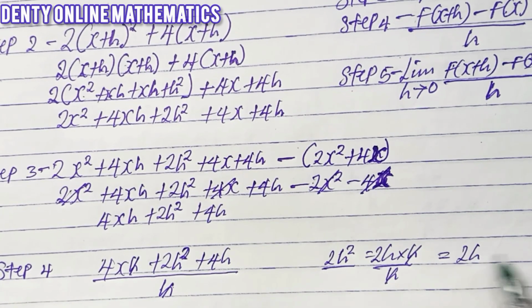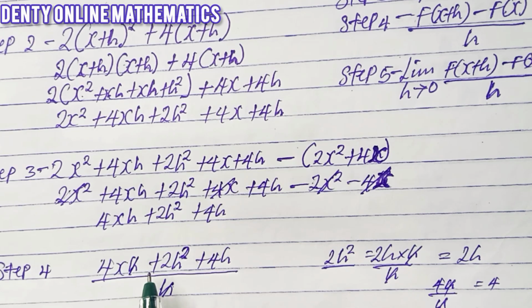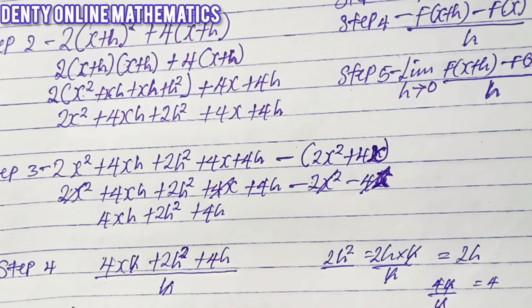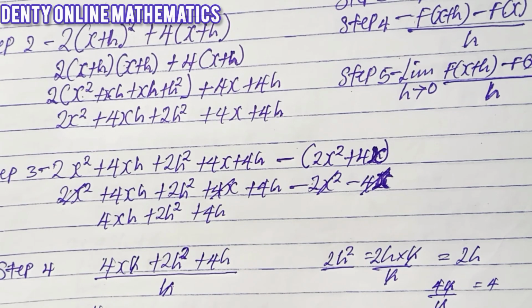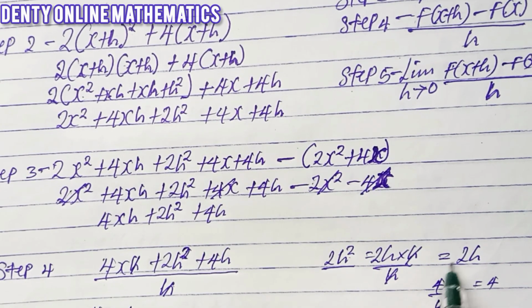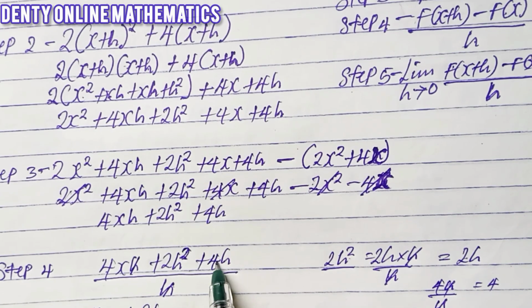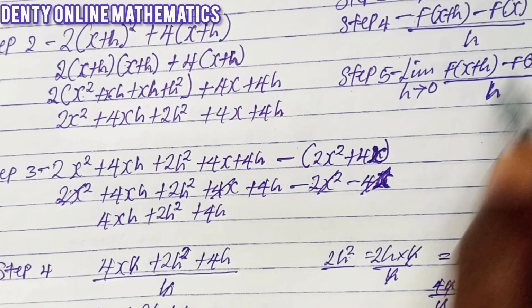And what we are left with is what? 2h. And then 4h, if you have 4h also divided by h, it's the same thing as 4 because h will cancel out. Now, if that works out, you are going to have 4xh divided by h, you are going to have 4x. Plus 2h squared divided by h, we are going to have what? 2h. And then 4h divided by h, we are going to have what? Plus 4.